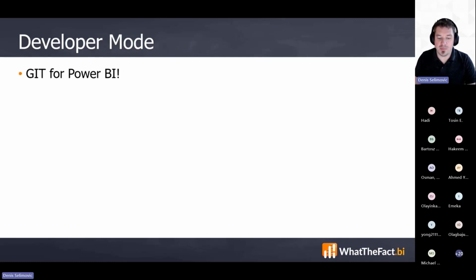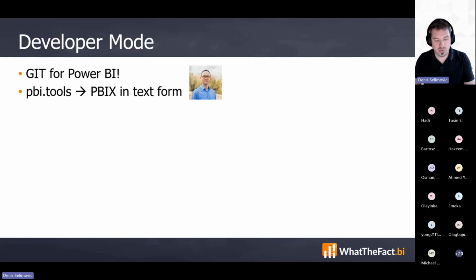What we have in the developer mode is more or less just Git for Power BI. So the whole technology that I showed you now was implemented into Power BI, and we can now use Power BI with Git. This is mainly the work of Matthias Tierbach. In his free time he created an open source tool called PBI Tools. And PBI Tools was solving the biggest challenge that we have: bringing a PBIX file into a text form.